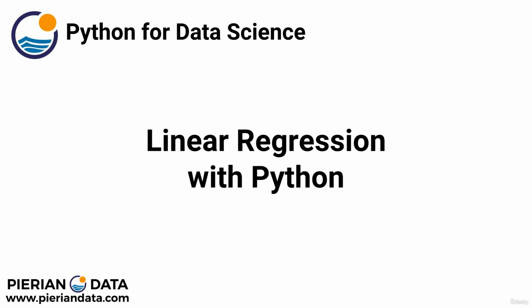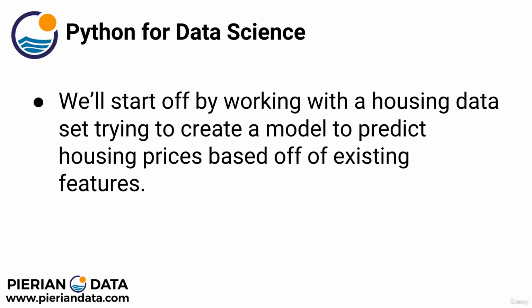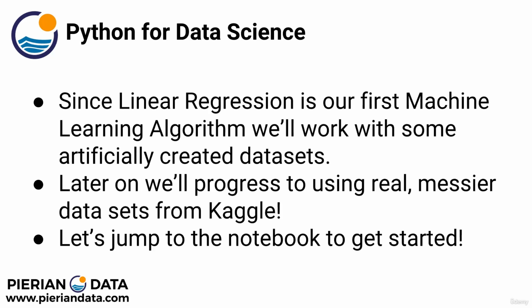Now that we've learned about the theory behind linear regression, let's go ahead and use scikit-learn to implement our own linear regression models. We'll start off by working with a housing dataset, trying to create a model to predict housing prices based off of existing features.